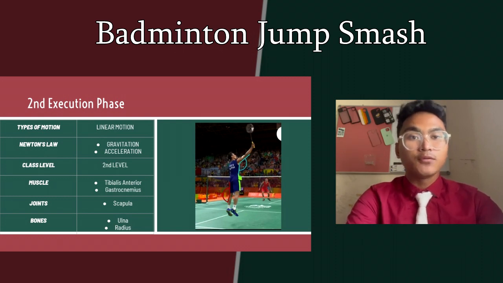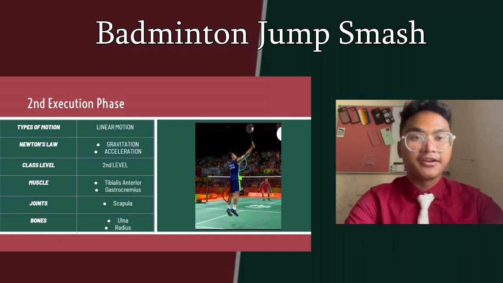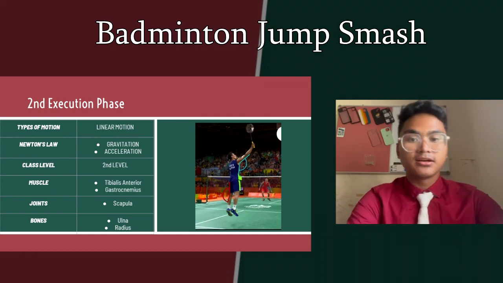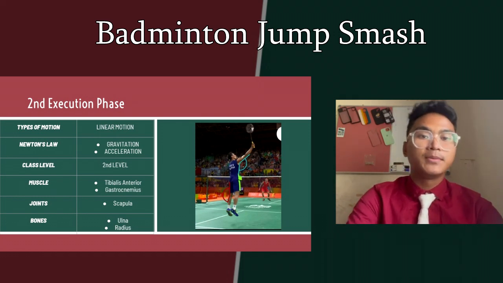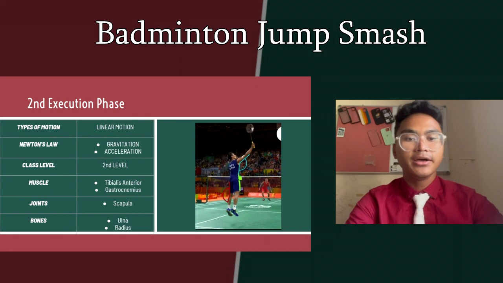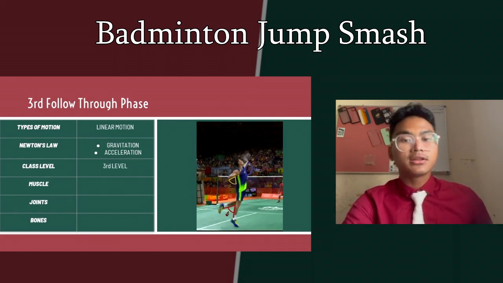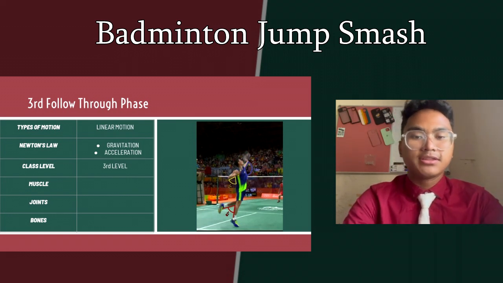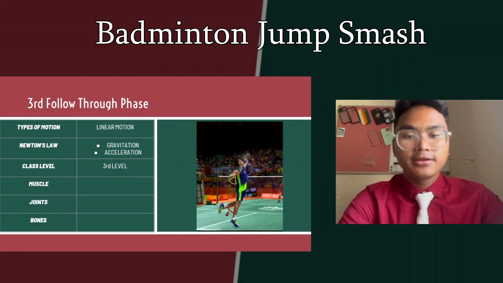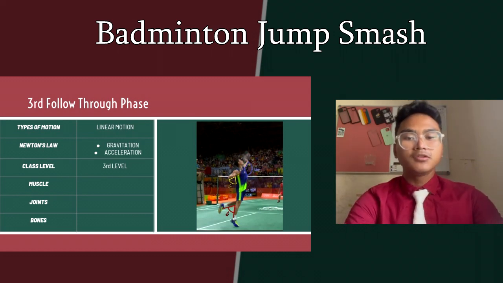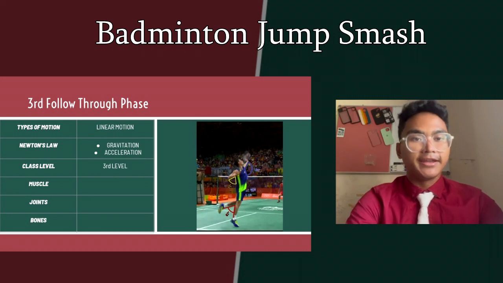The muscles that we use are tibialis anterior and gastrocnemius, and for the joint is the scapula, and the bones we use are the ulna and radius. For the last level, the third level, we use the third follow through phase, and we also use linear motion. For Newton's law we also use gravitation and acceleration, and the class level is the third level.